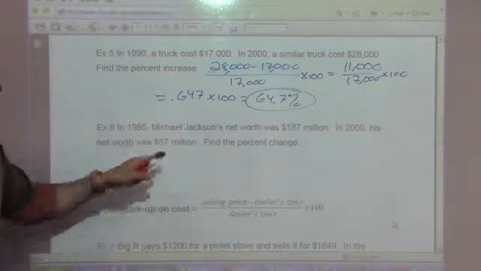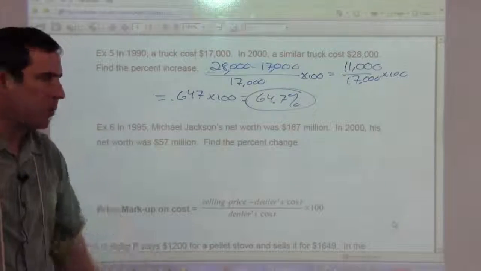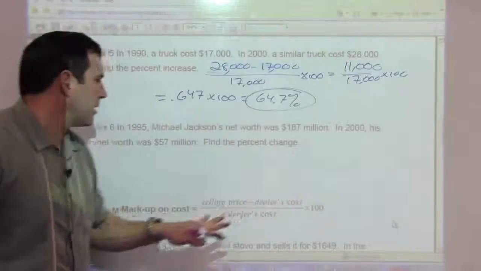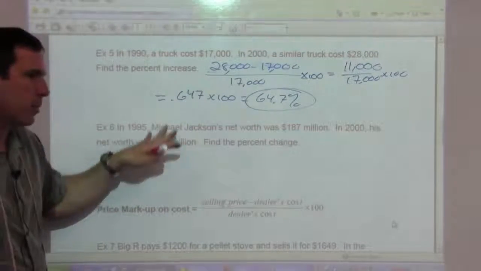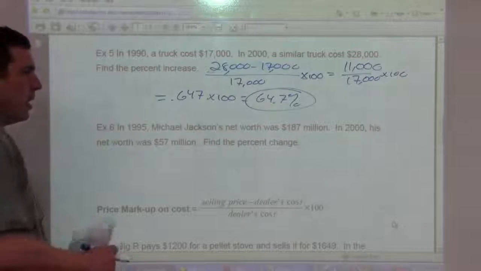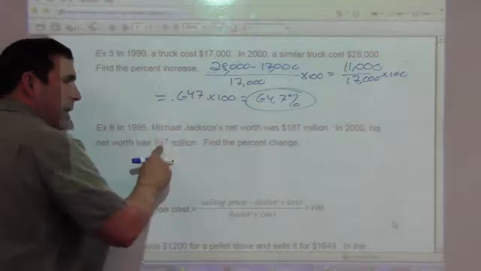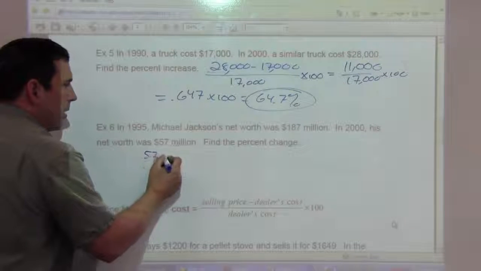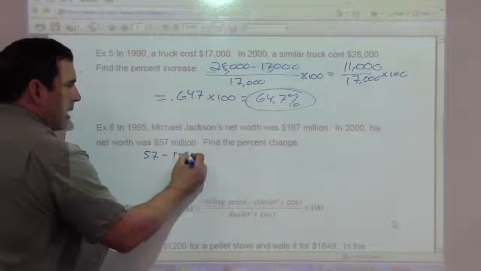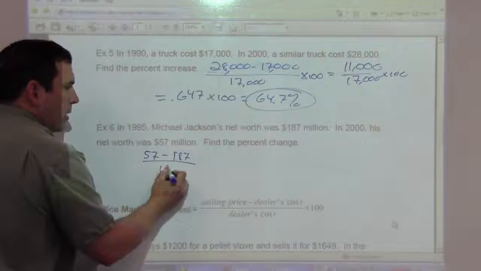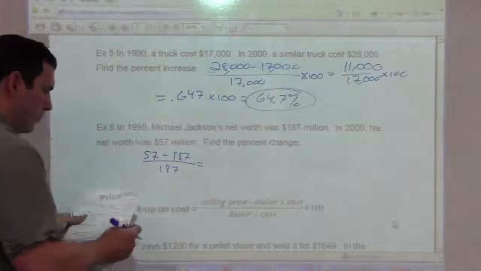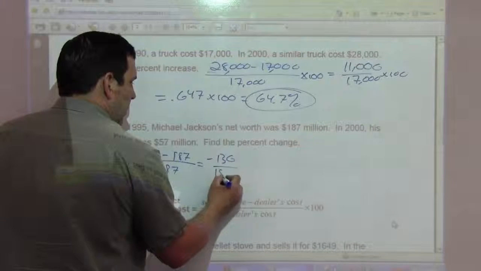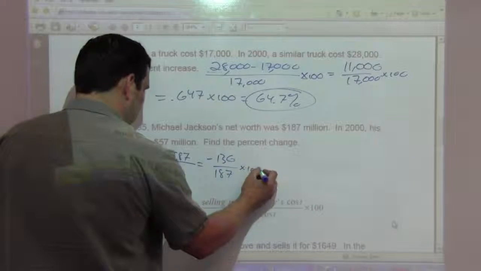In 1995, Michael Jackson's net worth, Michael Jackson's a singer, or was, net worth was $187 million. In 2000, his net worth was $57 million, so it went down. Find the percent change. So again, we're going to do the new amount. Even though it's less, it's the new amount. 57 million minus 187 million over the 187 million. This is a negative 130 over 187. Oh, we're going to do the times 100.